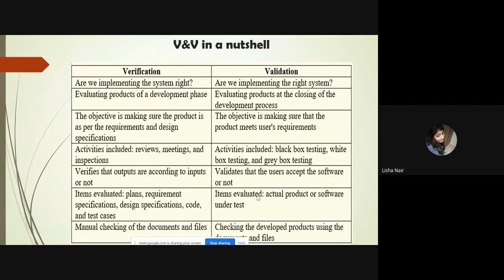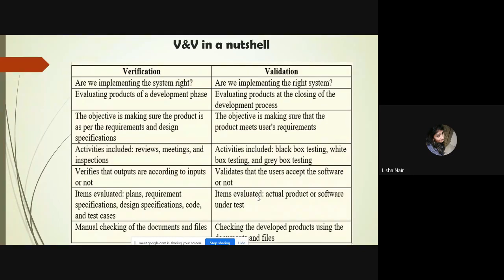There are certain activities that are included in verification and validation. Verification is something like, when you have implemented a design, you do a design review. When you have implemented the code, you do a code review. All that is a part of verification. You have meetings, you have inspections. All that is done in the development phase itself.